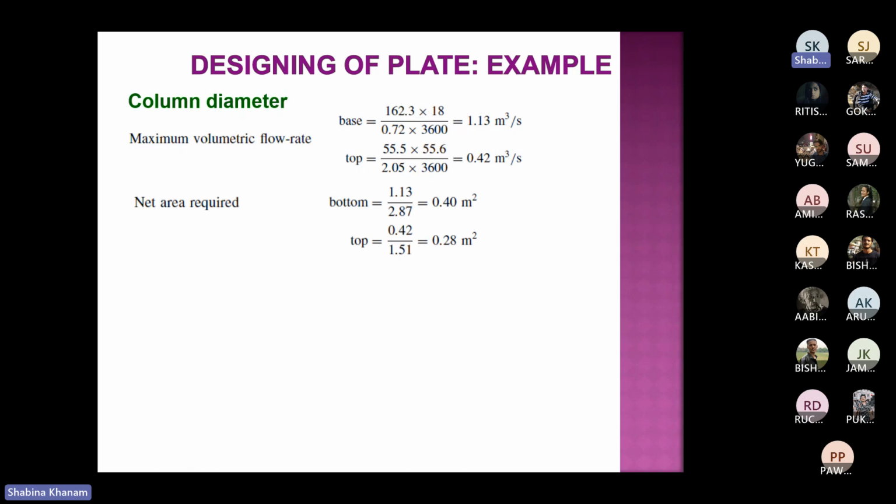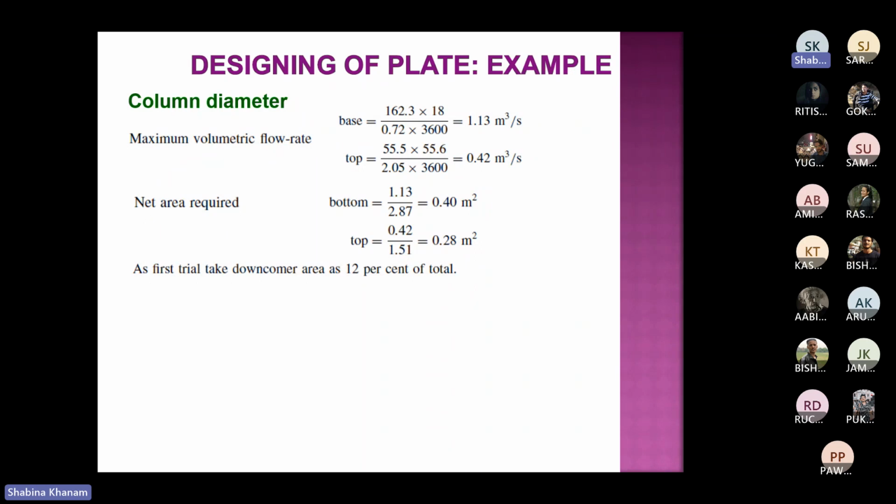Net area required is that volumetric flow rate divided by the velocity, sorry, this is the velocity, not area. This is the vapor velocity, and this is the volumetric flow as we can see over here. So bottom 0.40 meter square and top 0.428 meter square, and this is nothing but the net area. Net area we consider as the whole plate area apart from the downcomer. So the cross sectional area of the column minus the downcomer area should be the net area.